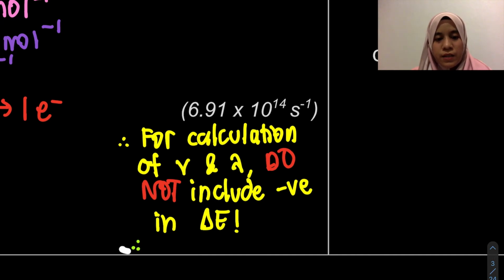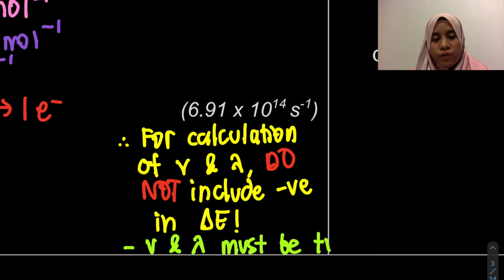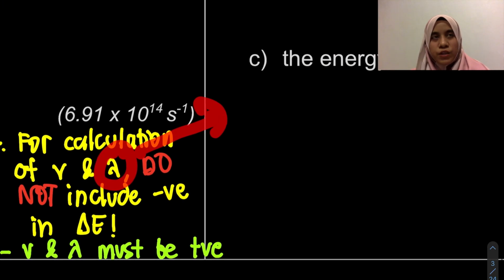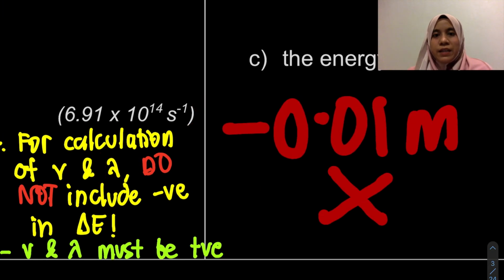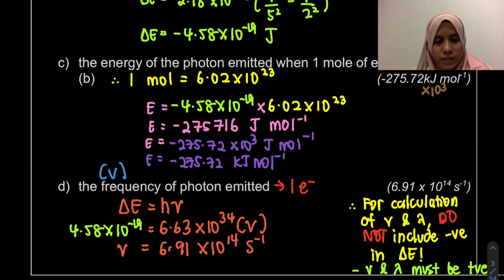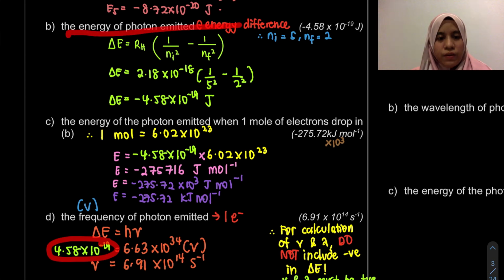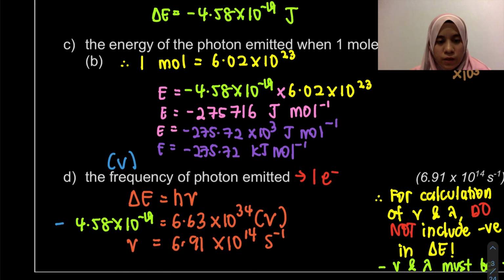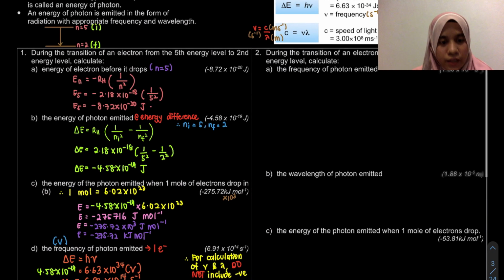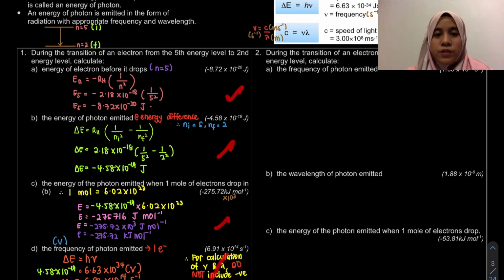In this case, why? Because our frequency and wavelength must be positive values, so we have to use the positive value of energy. For example, there is no negative length like negative 0.1 meter. Same with frequency. So that's why delta E becomes positive. But in the case of the usual delta E for energy, we have to put the negative sign. So if you add a negative sign here, it's wrong. But for the energy of photon emitted, or before it drops, you have to put it. For the example, I believe you could try it yourself.